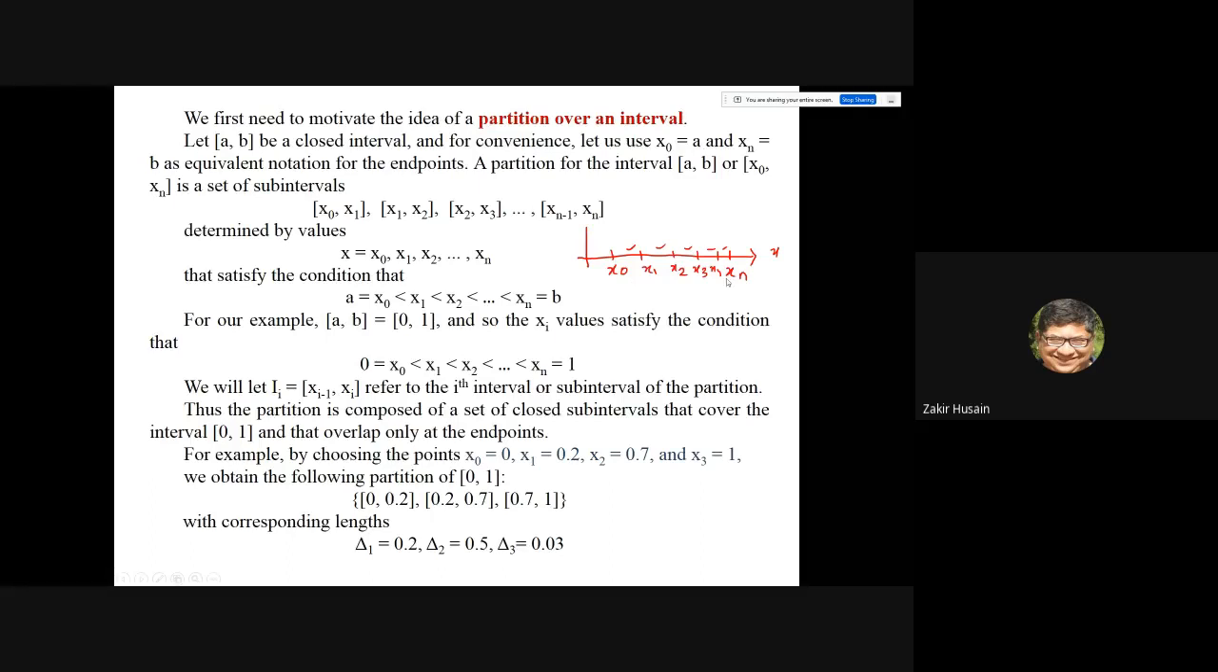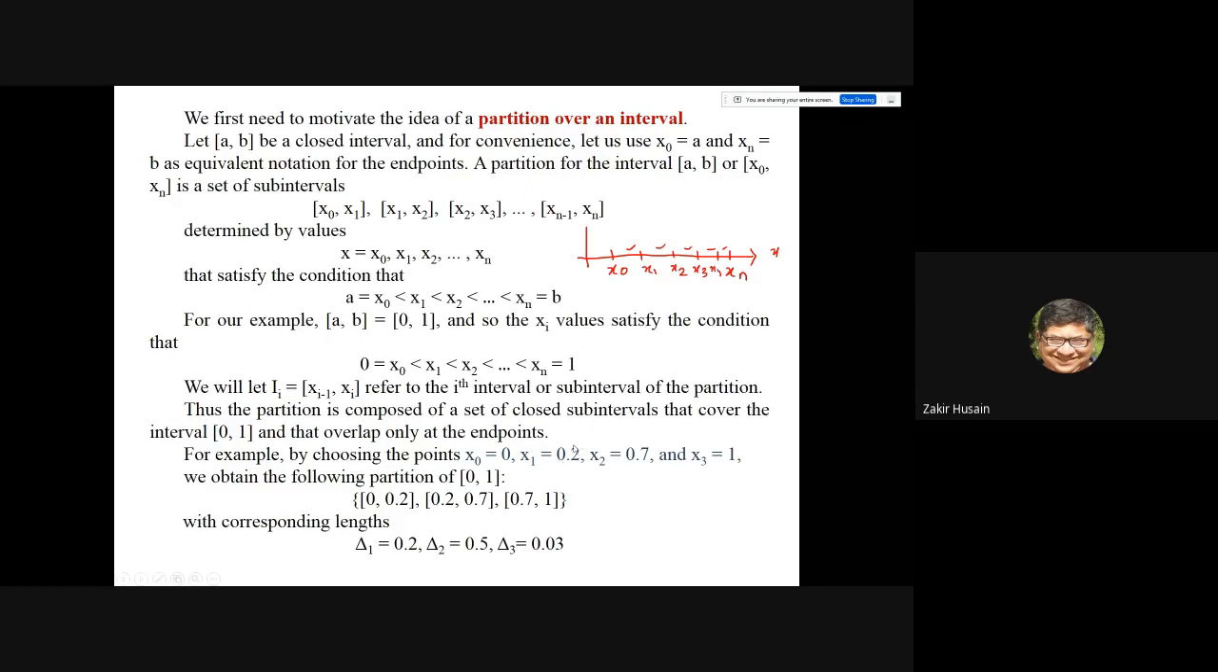So if you break it up into sub-intervals, then what are the different sub-intervals? x0 to x1, x1 to x2, x2 to x3, till we get xn minus 1 to xn. All these are closed intervals. Remember this. Okay. So if we define some values x1, x2, x3, then this interval x0 to xn can be divided into sub-intervals.